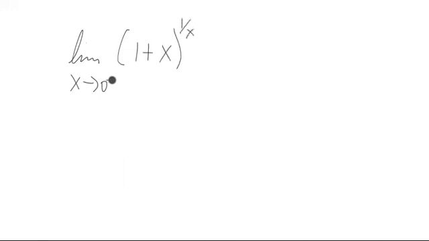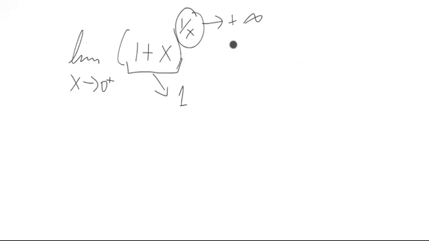Okay, so for instance, we have the limit as x approaches 0 of 1 plus x, and let's go from the right side, raised to the 1 over x. So it looks like the exponent is heading toward positive infinity, and the base right here is heading toward 1. So it's the setup that we want. Now let's go for it.